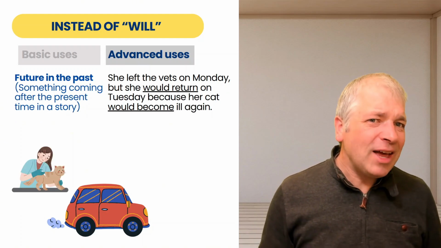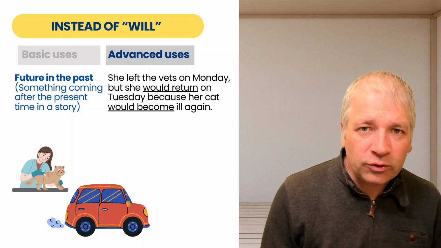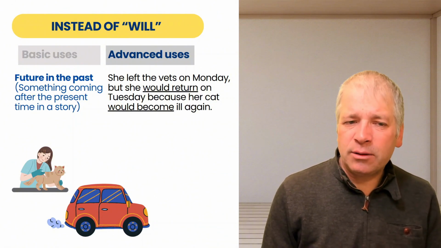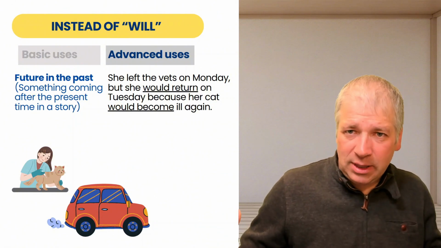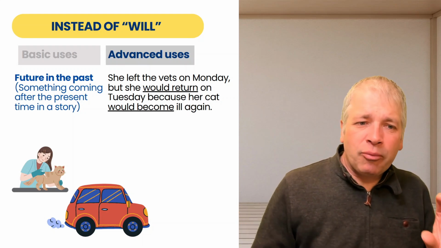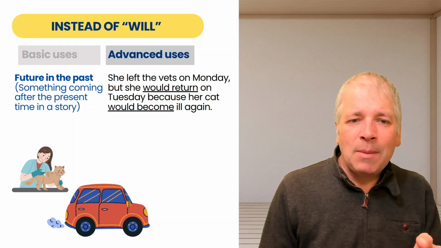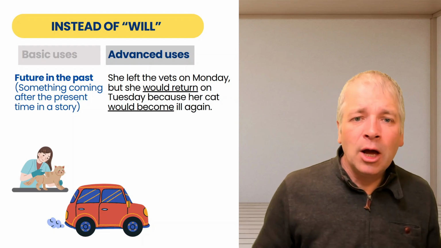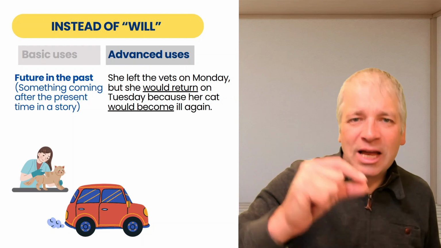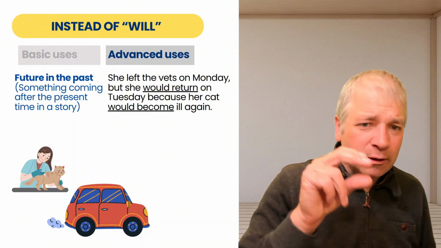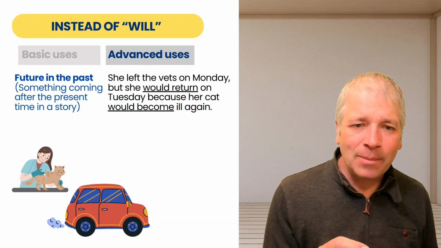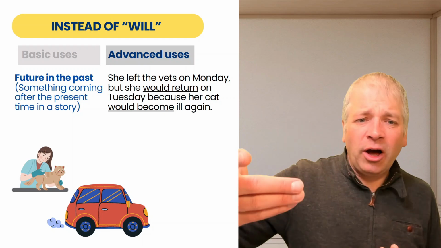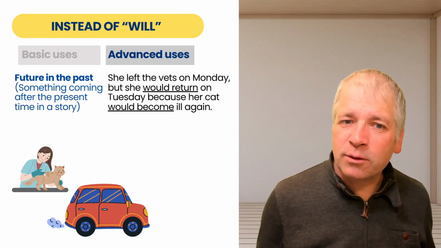If we're talking about the future in the past, then we use would. So imagine something coming after the present time in a story. So we're talking about a past story here. Imagine that the present time in the story is perhaps last Monday. She left the vets on Monday. So it's a past story. We're talking about Monday, but the specific time we're interested, that's what I mean by present time here, the specific time we're interested in is Monday. But then we know something is in the future after Monday that's worth reporting within the story.